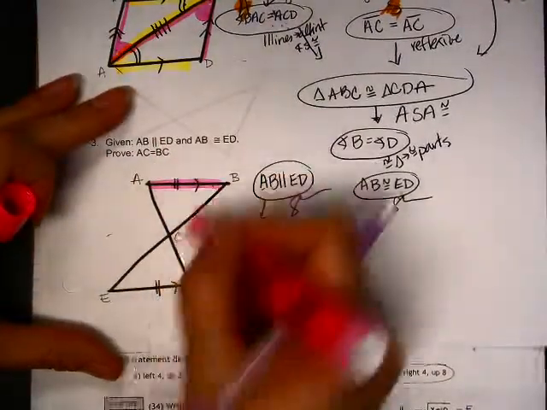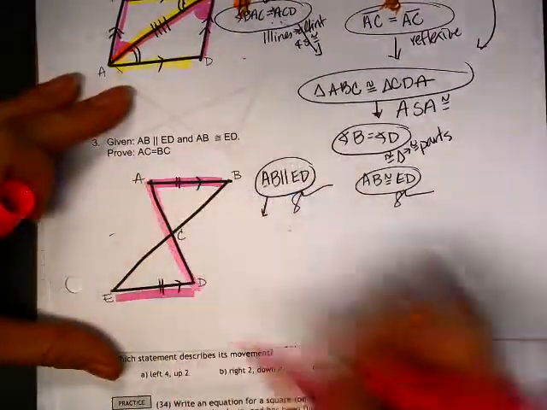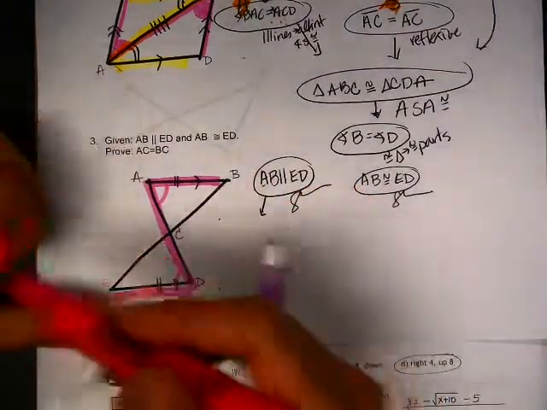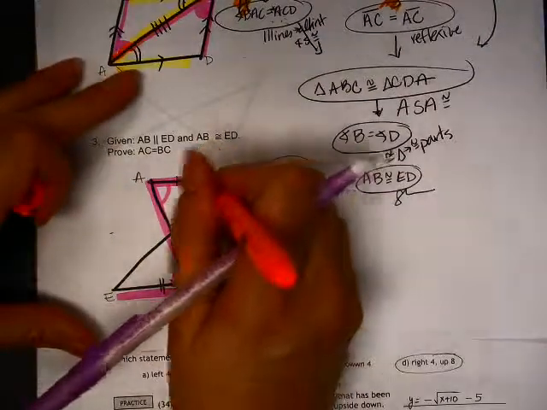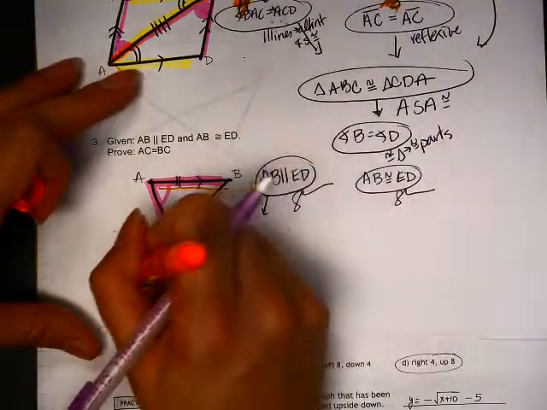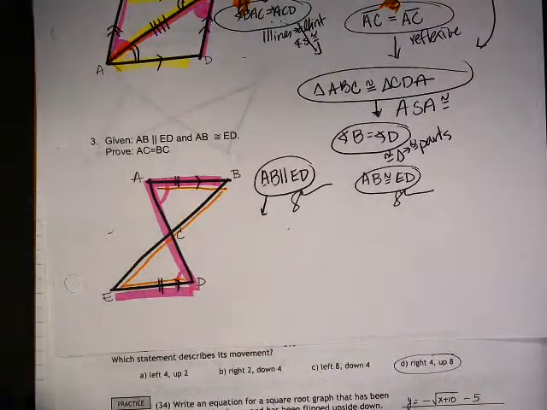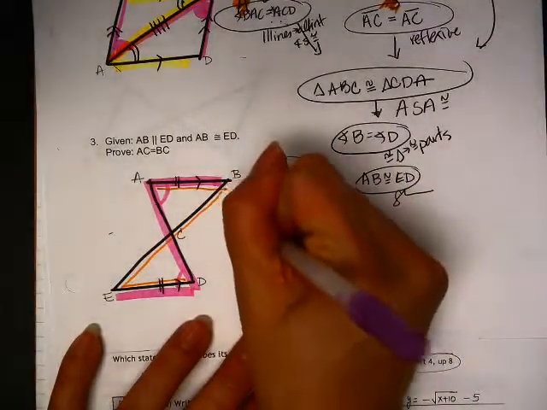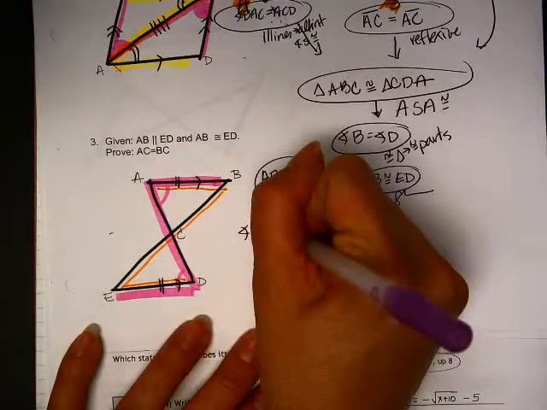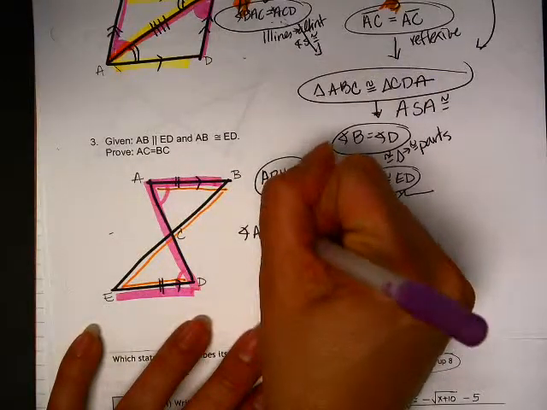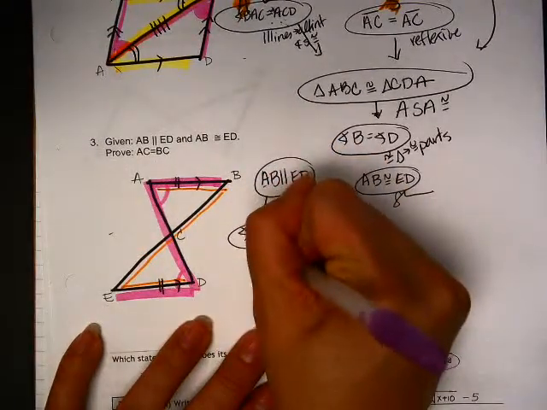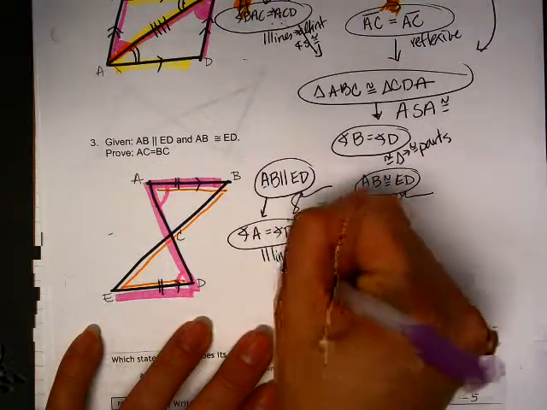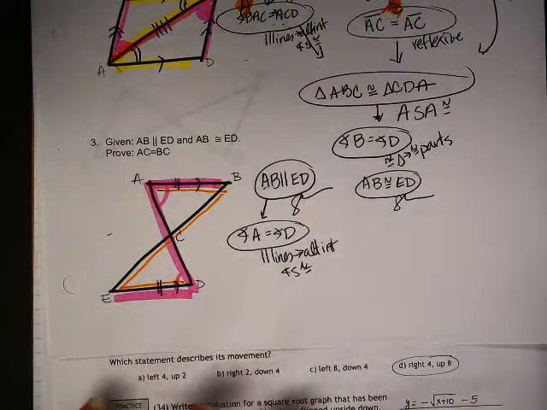So here I've got options. I have this transversal, which would give me A and D. Or I have this transversal, which would give me B and E. It makes no difference which one you use. Either one is fine. The reason is the same for either of them.